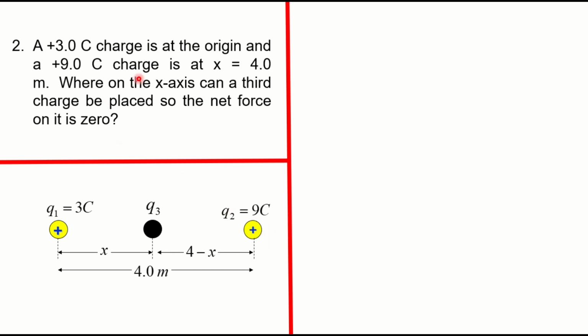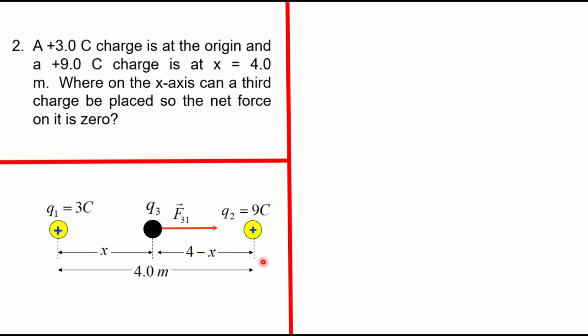Where on the x-axis can a third charge be placed so that the net force on it is 0? Okay, where can it be placed so that the net force on it is 0? So that means, where can we place Q3 along the x-axis so that the net force is 0?